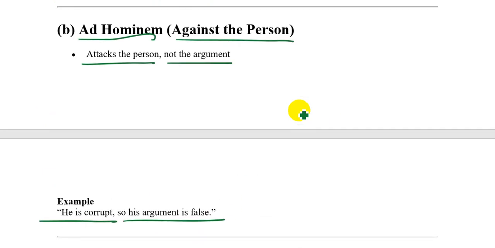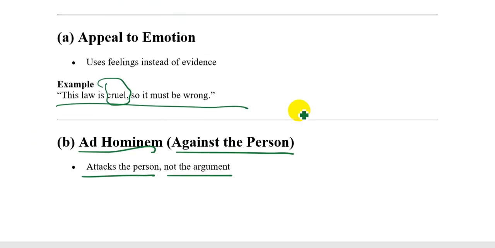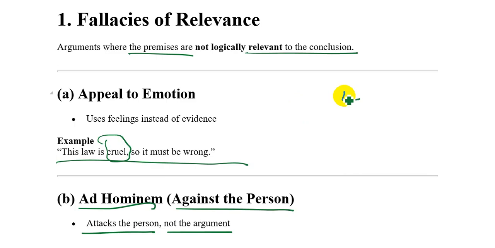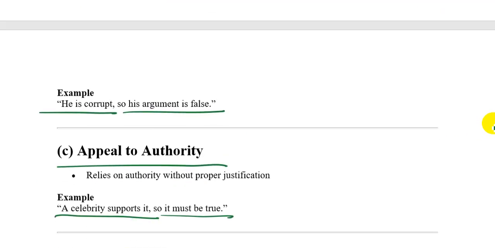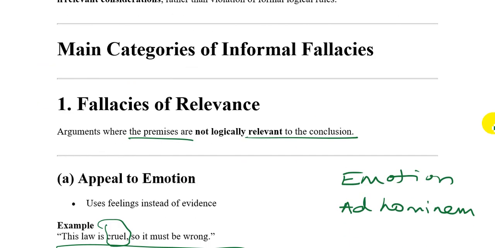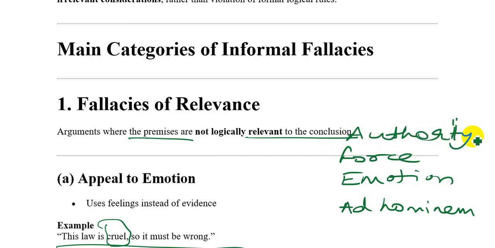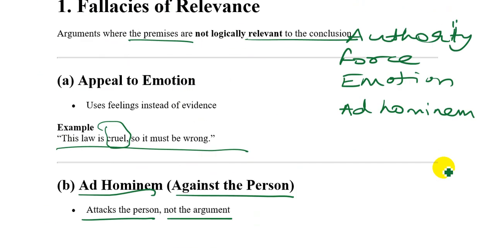So we are in relevance, and the total number of sub-fallacies in this is five. So which are those five? First one is appeal to emotion, ad hominem, then appeal to authority, appeal to force, and appeal to ignorance.